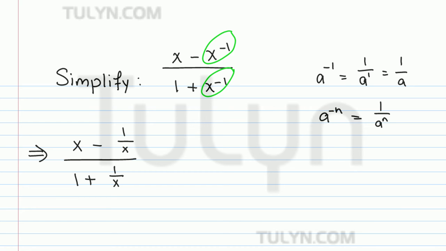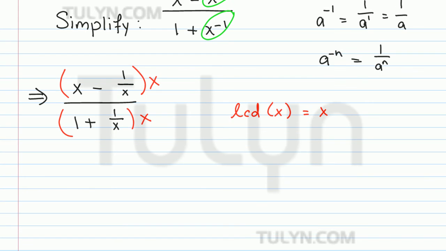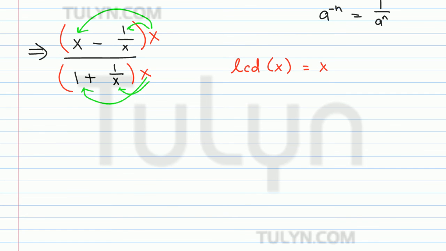So what we want to do is multiply the top and the bottom of the complex fraction by the LCD of all the denominators. Since the only term we're looking at is x, that's the only distinct denominator there is, the LCD of x is just x. So let's multiply the top and the bottom of our expression by x, and I'm just going to distribute the x into each term, and I will simplify later.